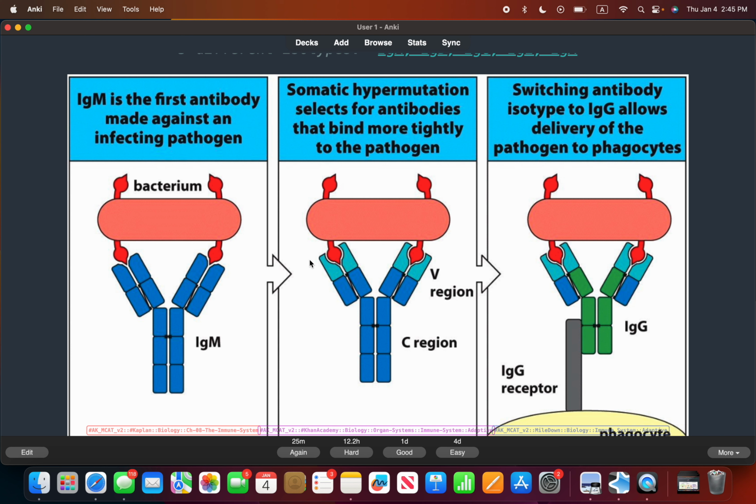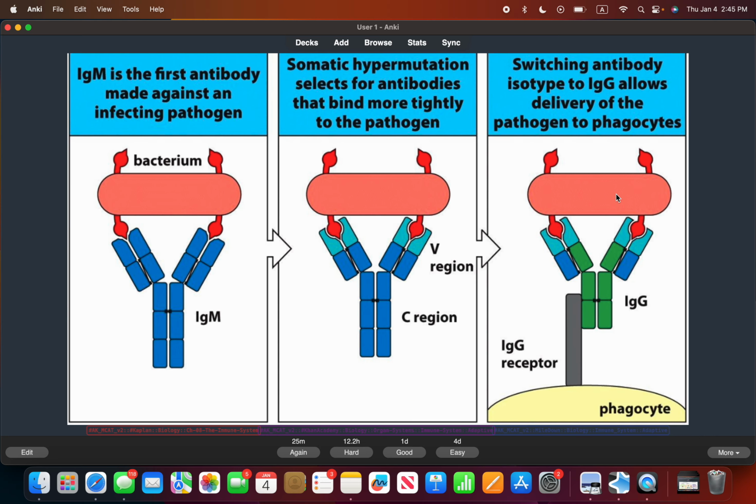As you can see the difference here, the cleft is wrapping around the antigen more than IgM, which was the first antibody. And then switching antibody isotype to IgG allows delivery of the pathogen to phagocytes. So we had a variable region, right? The variable region here you can see is changed again, and there is a heavy chain attached to the IgG receptor, and this allows for delivery of the pathogen to phagocytes.